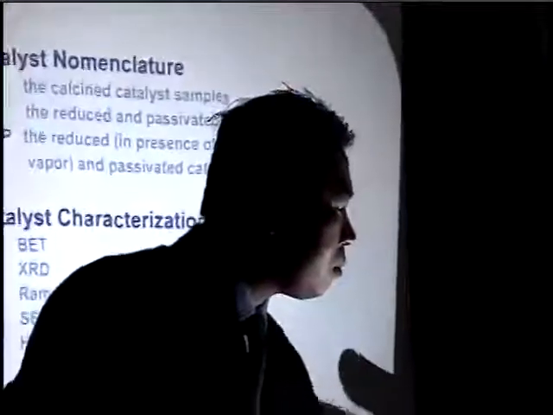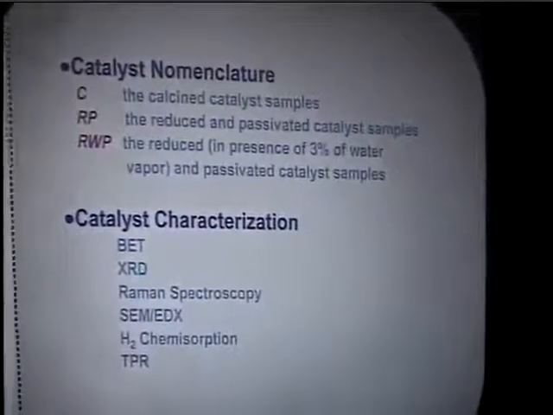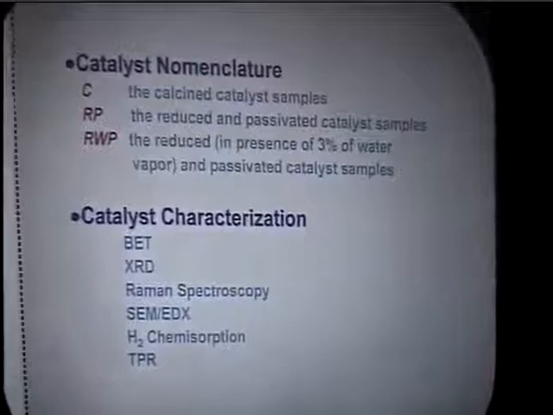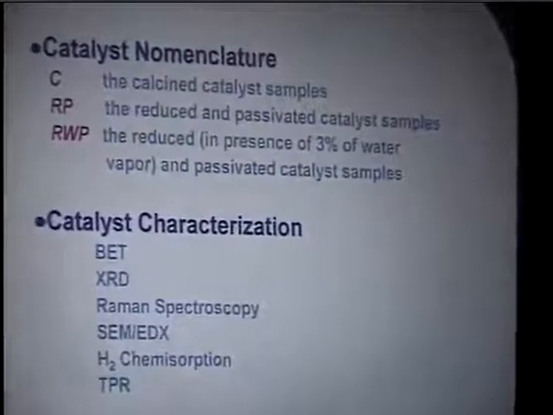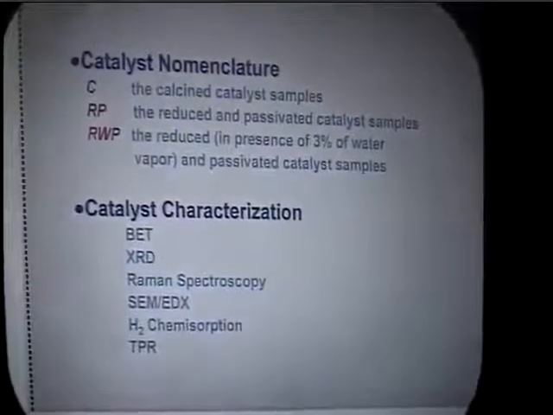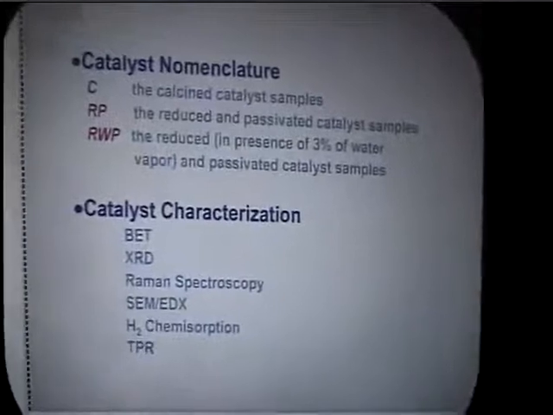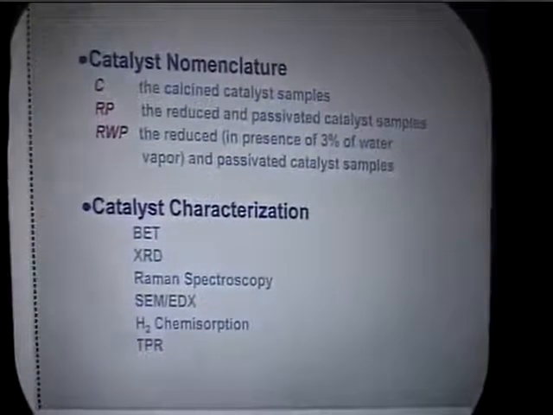So we have the catalyst nomenclature, where C refers to the calcined catalyst samples, RP refers to the reduced and passivated catalyst samples, and RWP refers to the catalyst samples reduced with the addition of water vapor during reduction and then passivated. After pretreatment, all catalyst samples were characterized using the different characterization techniques mentioned there.